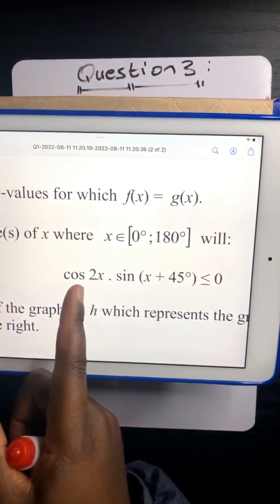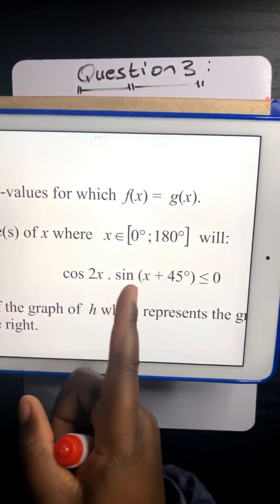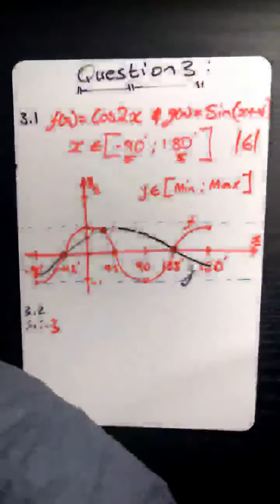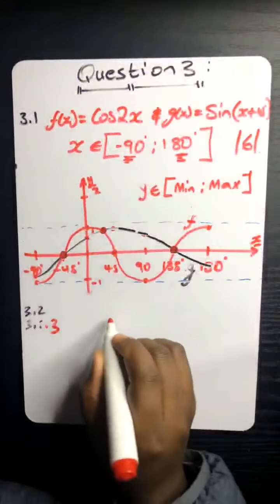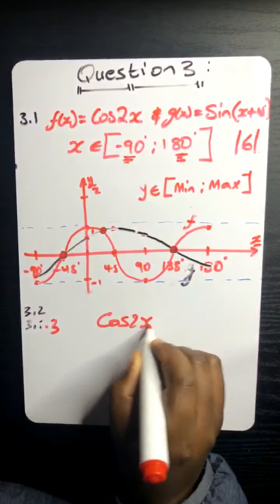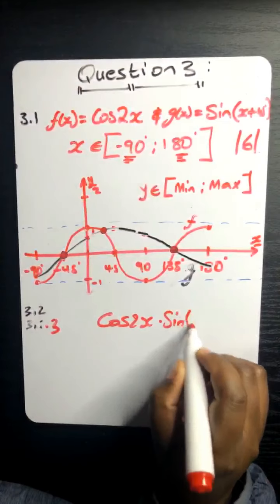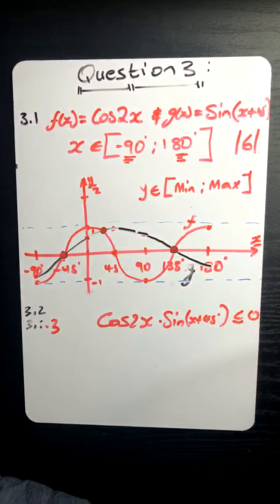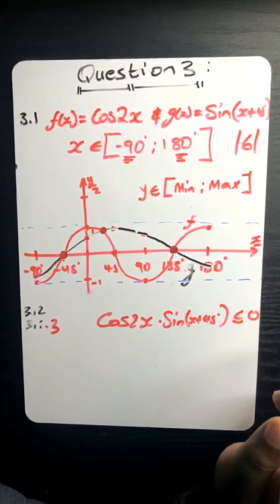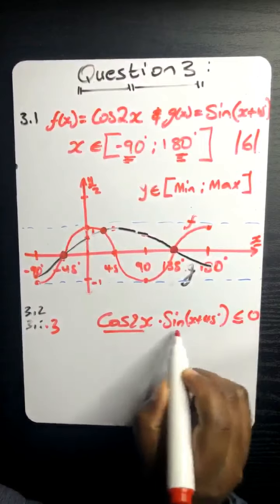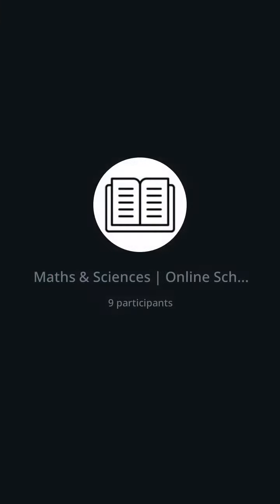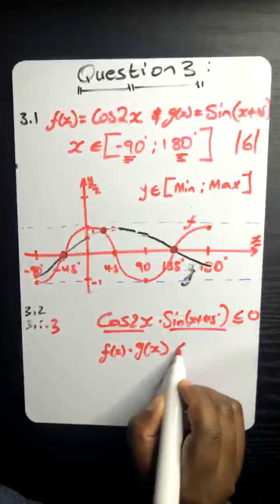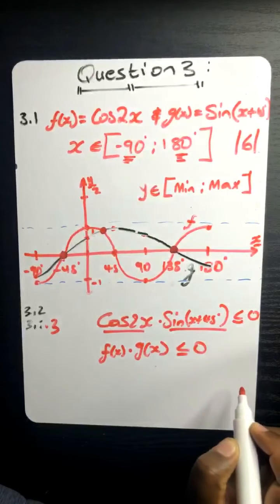So it's more like they're saying where G, when you multiply G by F, it will be less than or equal to 0. No, wait. Let me try to write that. So they are saying where cos of 2x multiplied by sin of x plus 45 degrees is going to be less than or equal to 0. Remember, this one is F, this one is G. So it's more like they're saying where f of x multiplied by g of x will be less than or equal to 0.